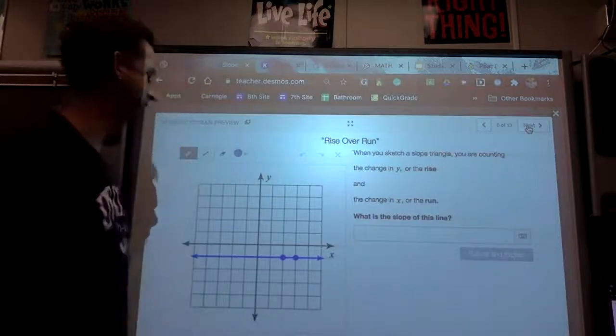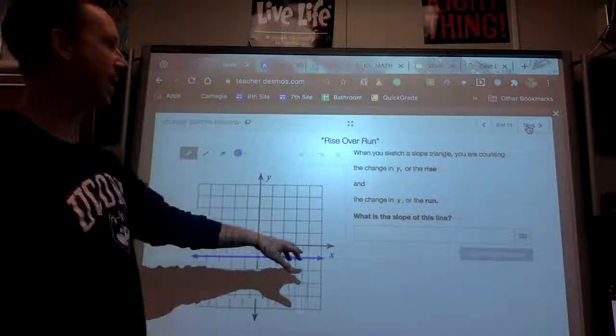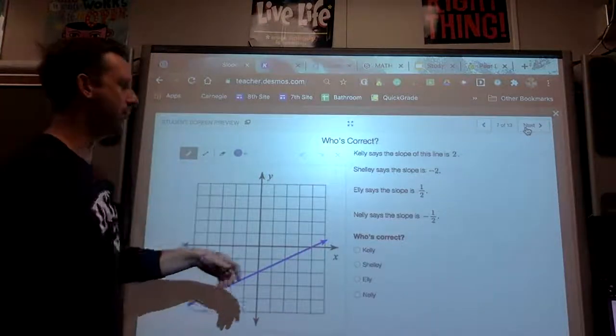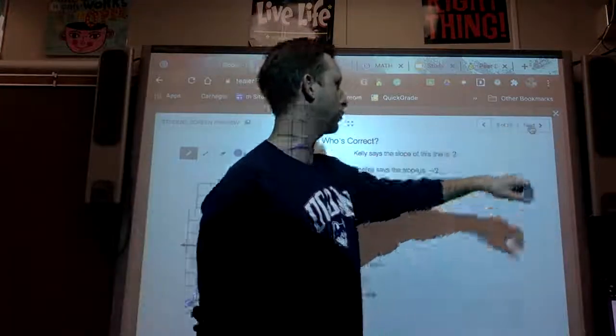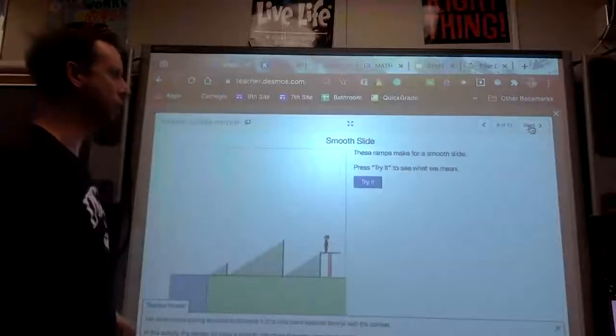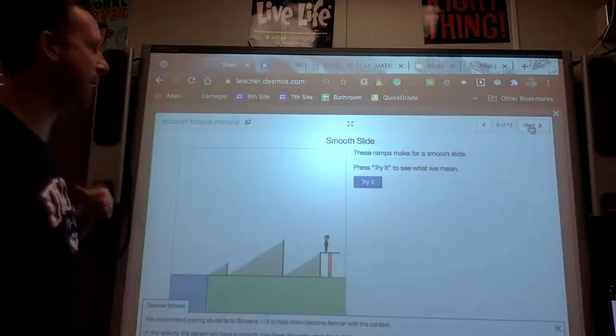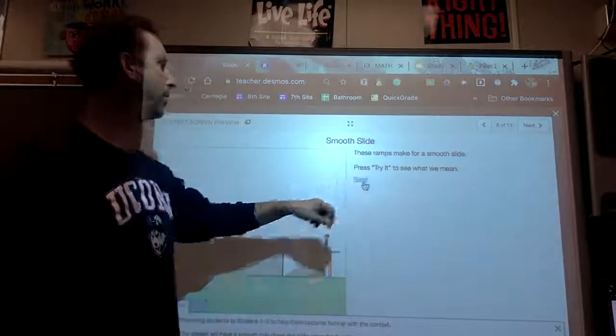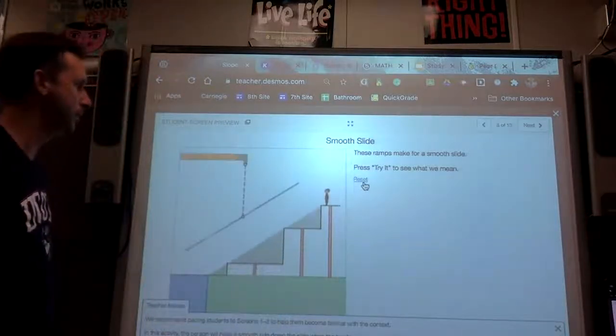Then you get slide number 6. Here's another line. Tell me what is the slope of that line. Check your answers. Number 3, number 7, multiple choice. Number 8. So what you're going to do is create some slides here. The goal is to make them smooth. So if they were smooth, this is what it would look like.